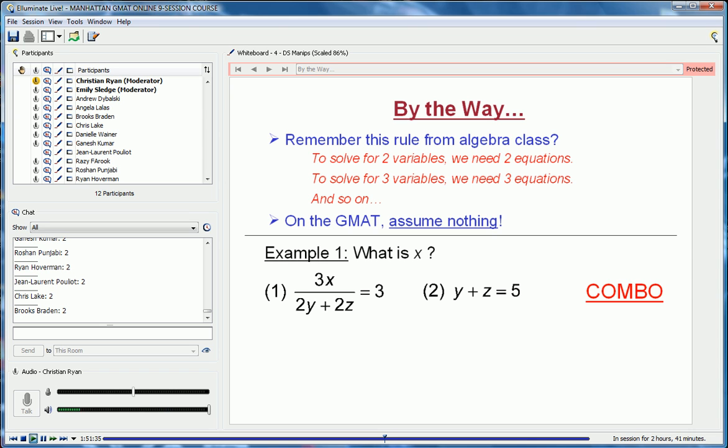Now let's try another example. I'll clear the, actually it's already been cleared. Go ahead and give this one a shot.